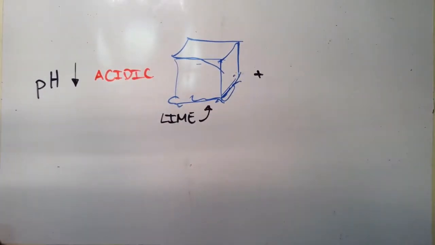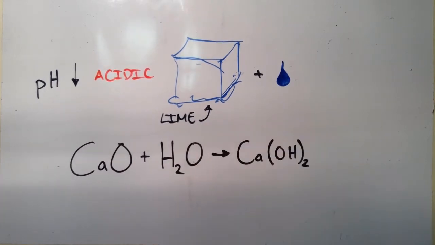What if pH is too low? If pH is too low, lime is added to the soil, and when it comes into contact with water, an alkaline solution is formed, neutralizing the soil to an optimal level. This can also be explained by the chemical equation calcium oxide plus H2O makes calcium hydroxide.